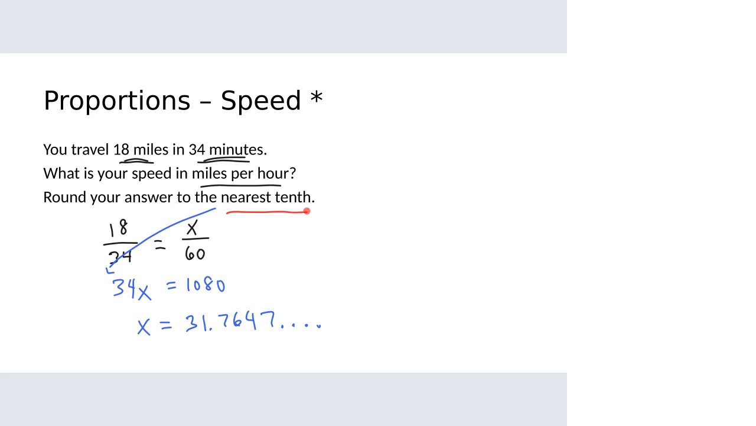Round to the nearest tenth, so we find the tenths place. That's the one right next to the decimal on the right-hand side. We look one space to the right. If the number in that spot is 5 or bigger, we round up. If it's 4 or lower, we round down. This one is a 6, so we're going to round up, and we're going to wind up with 31.8 miles per hour as the speed. Let me know if you have questions on that. Otherwise, we'll go forward and look at another one.